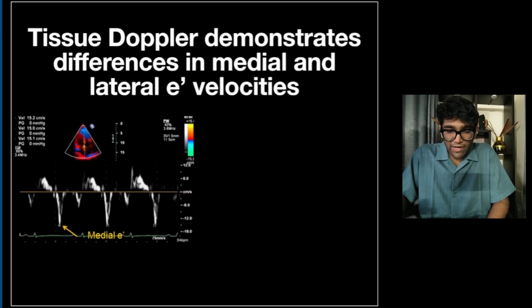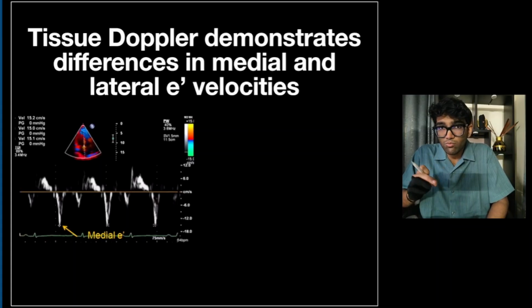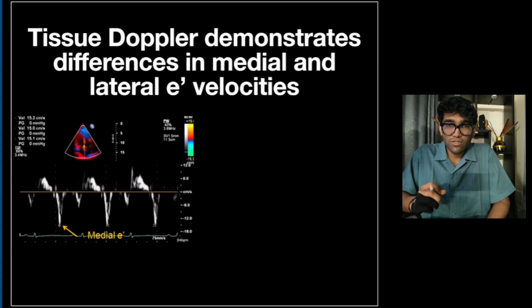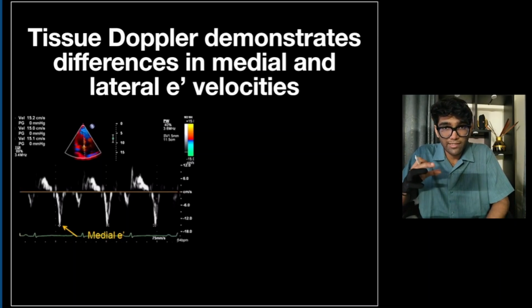So what we find is this is the medial E prime velocity. The medial E prime velocity of either valve corresponds to the movement of the base of the septum. Okay. Now this is an apical four chamber view. So therefore the septum during early ventricular filling would be moving away from the probe. Why would it be moving away from the probe? Because the ventricle is dilating. Okay. So the medial aspect of both annuli would be moving away from the probe.